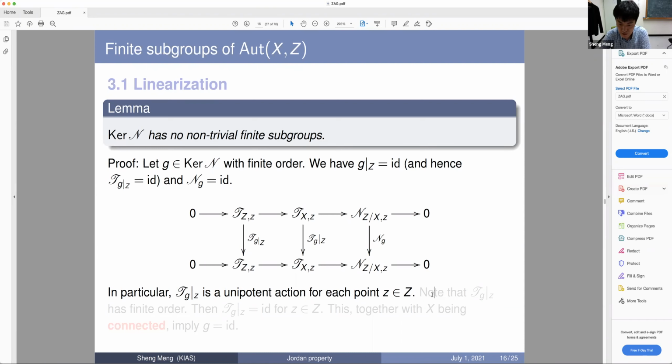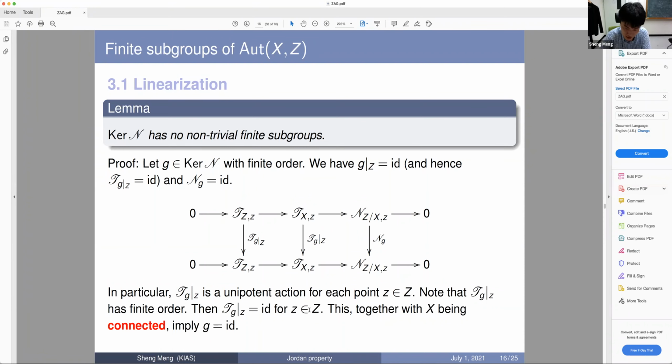We noted that this action has to be identity for each point z belonging to Z. So this, together with X being connected, and this is important, we show that g itself has to be identity. So we see that the kernel of N has no non-trivial finite subgroups.